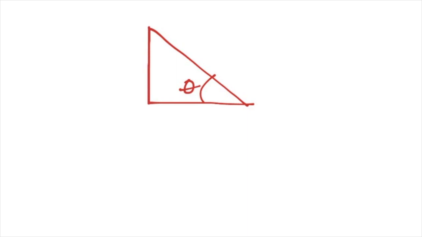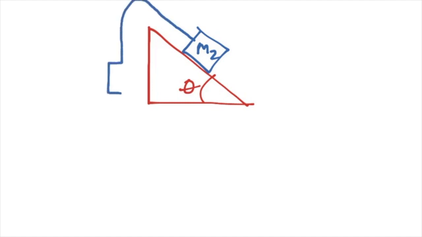Okay, we've got our ramp, and it's at theta degrees with respect to the horizontal, and we've got a mass on that ramp, mass 2, and it's connected by a light inextensible string around a pulley to mass 1 that's hanging over on the other side. And there's our pulley.